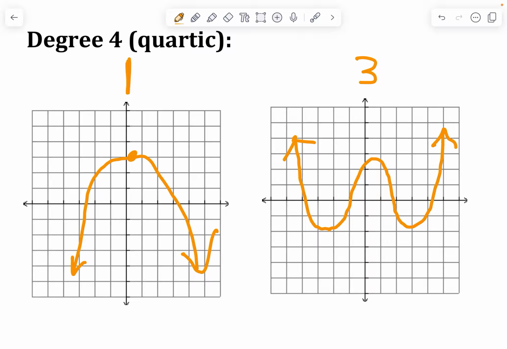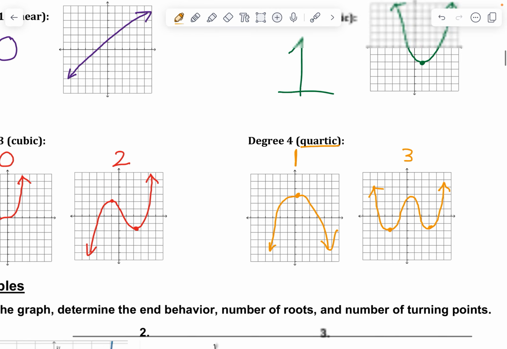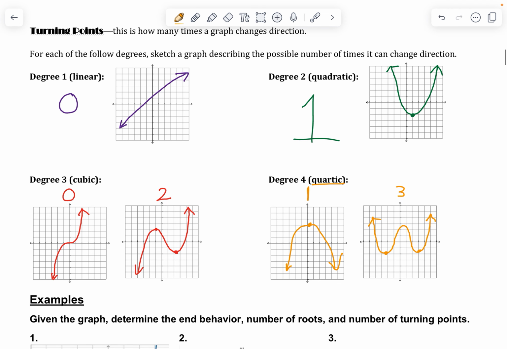And if you think about end behavior that we looked at in the previous lesson, remember a quartic polynomial is an even degree, so your end behavior, your arrows should be going in the same direction. So that's what's happening here for both of these. So that takes a look at some of the turning points for these graphs.